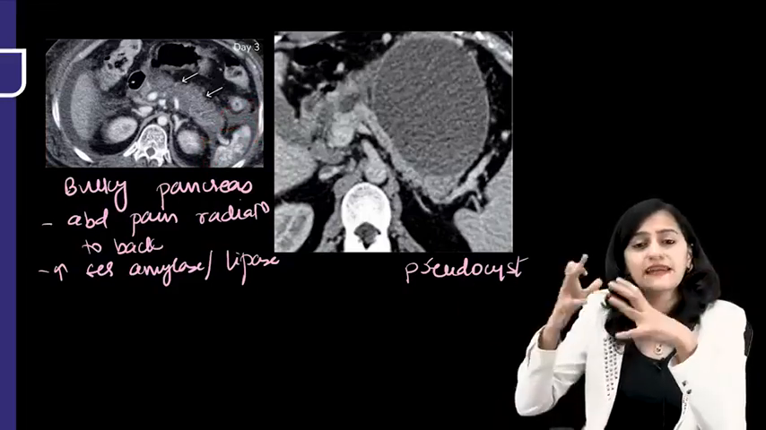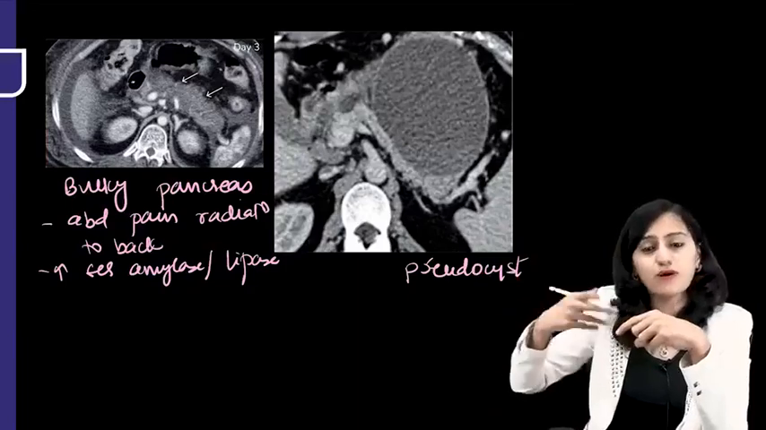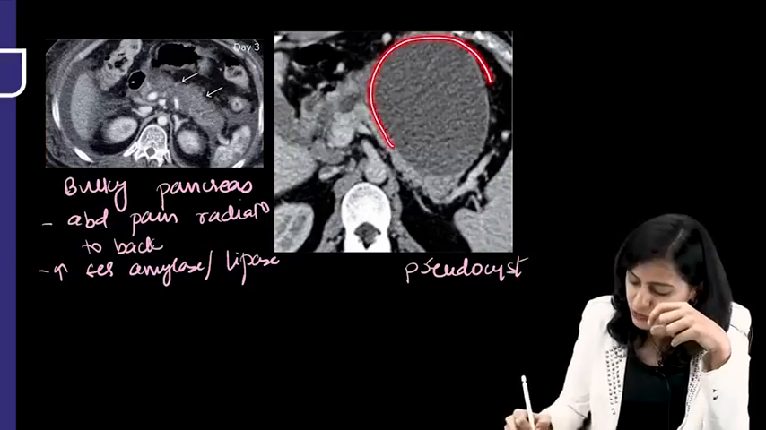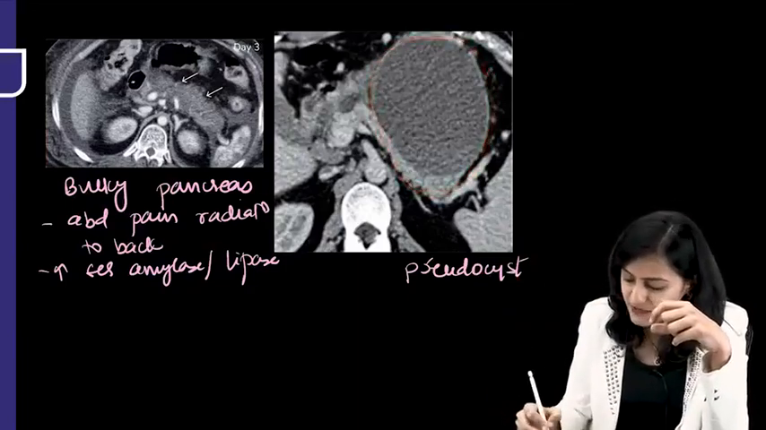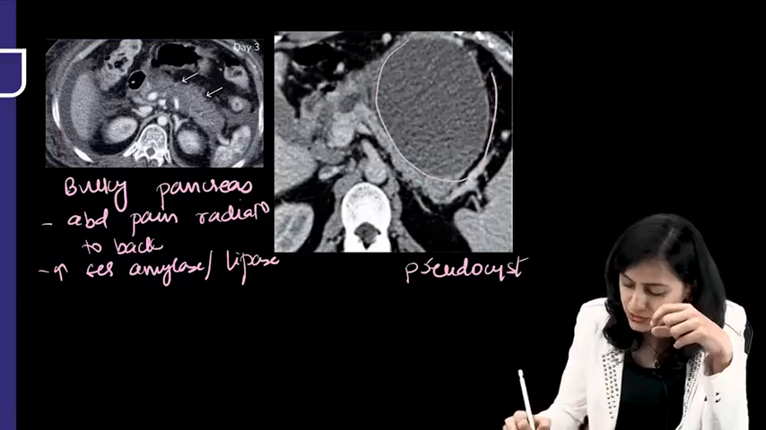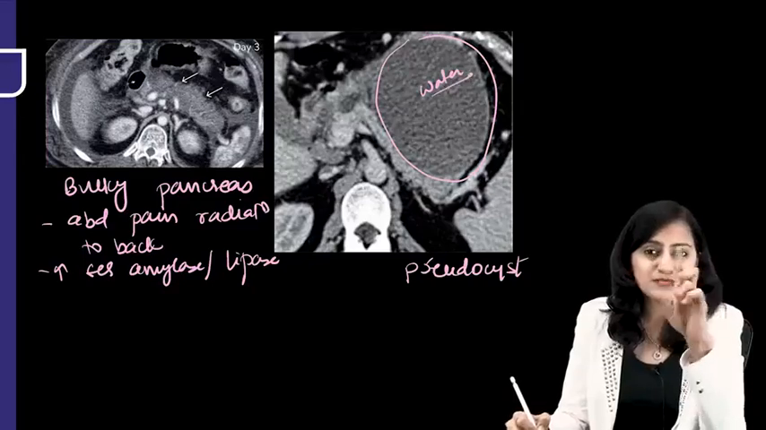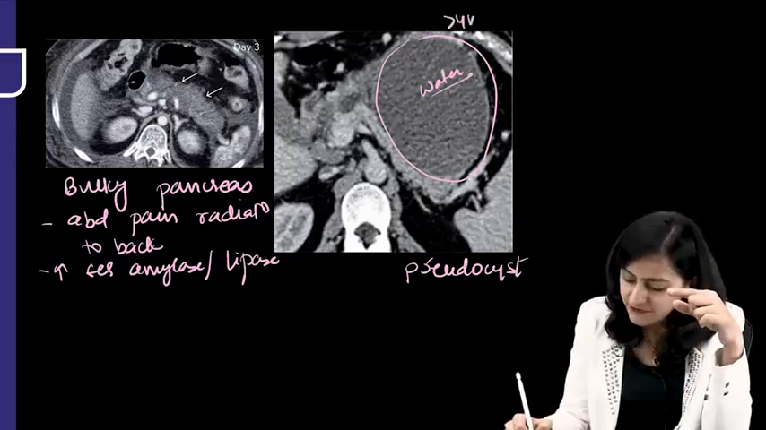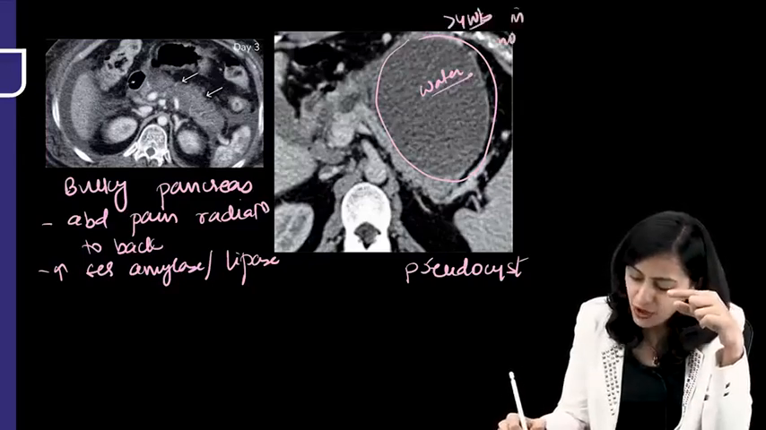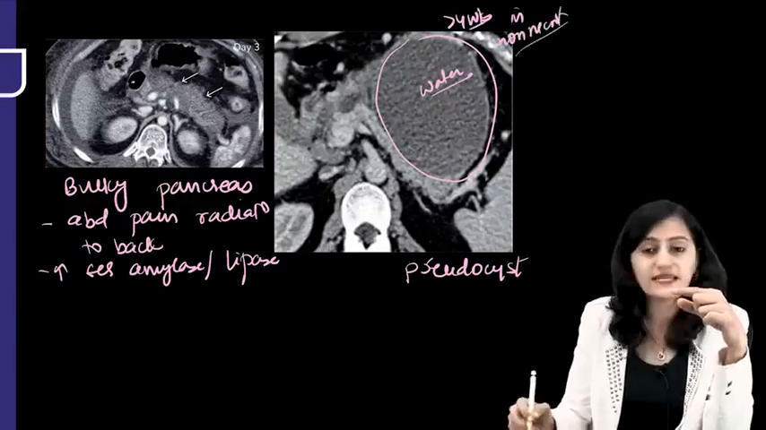This fluid, after 4 weeks, can form a wall and form a pseudocyst, as seen many times in the previous exam. So this is a pseudocyst of the pancreas, a water density lesion, homogeneous with a thin wall. This is after 4 weeks in non-necrotizing pancreatitis.